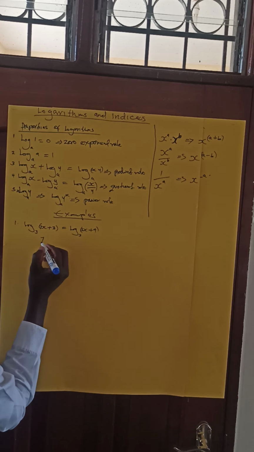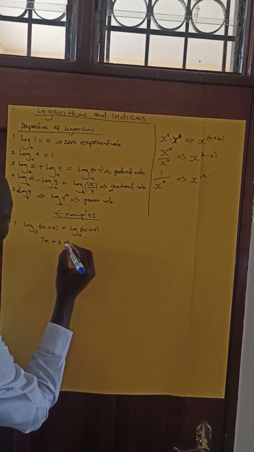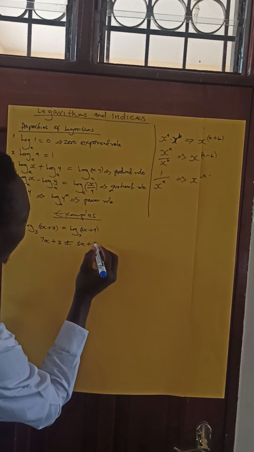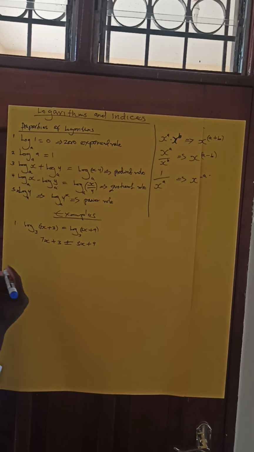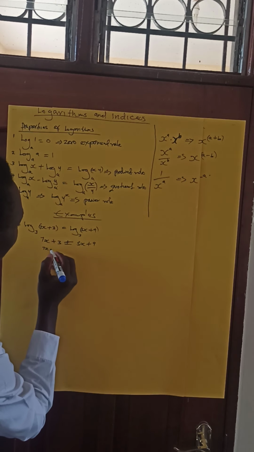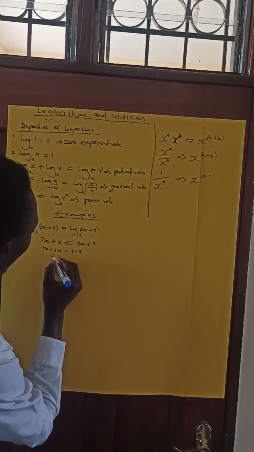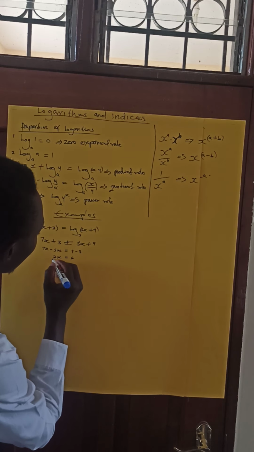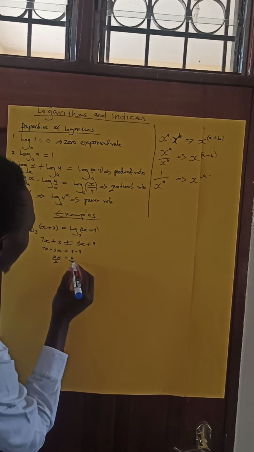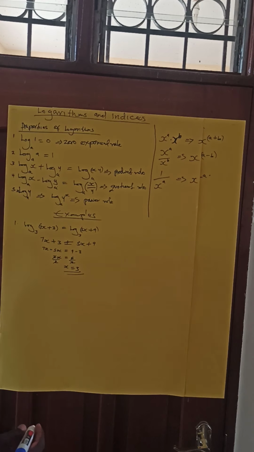Then we will remain with 7x plus 3 is equal to 5x plus 9. Then we collect the like terms. We'll have 7x minus 5x is equal to 9 minus 3. We have 2x is equal to 6. Divide both sides by 2. x is equal to 3. That is our answer. That is example 1.